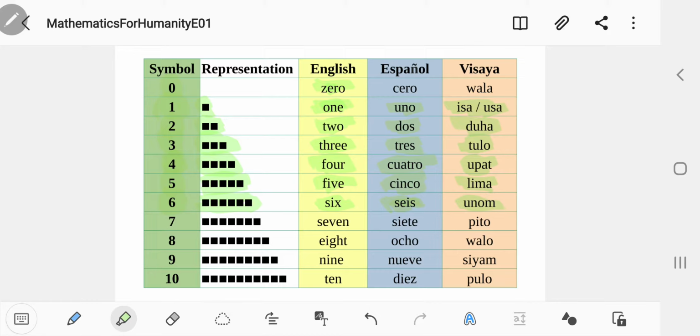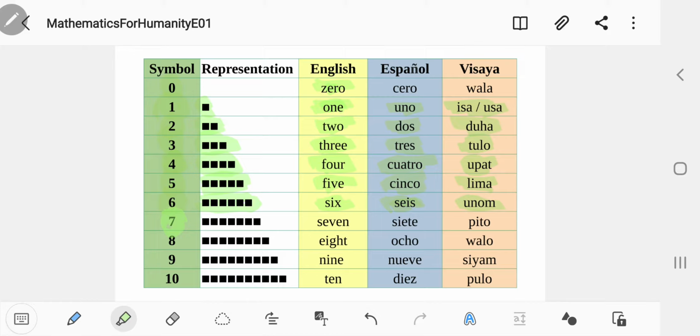By the way, I included here the terms in Espanol, or in Spanish, because we are also using those words as we talk, or as we do our conversations in our Filipino language.